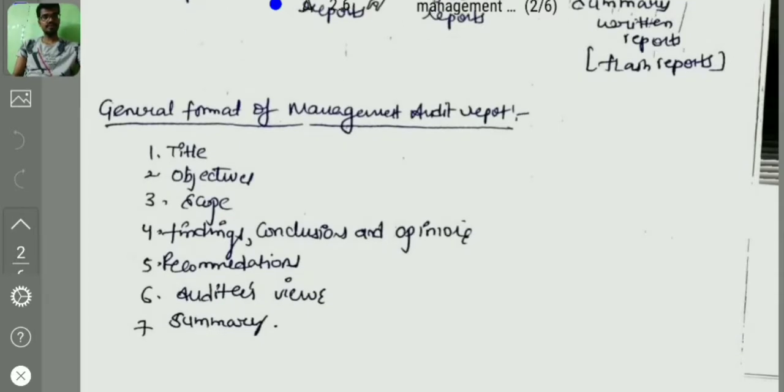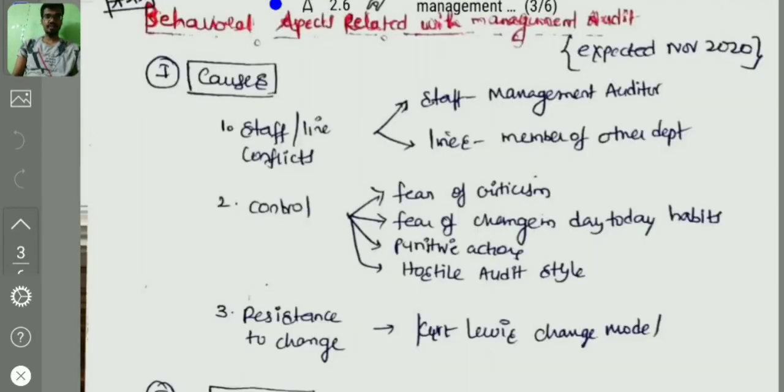And going to our next topic, that is behavioral aspects with management audit. For example, what are the behavioral aspects? We all know people are rational. People's tastes and preferences differ from one another. There are behavioral aspects with respect to the management audit. What are the causes of such behavioral aspects, and what solutions should the management auditor take to mitigate the risk involved in the behavioral aspects?